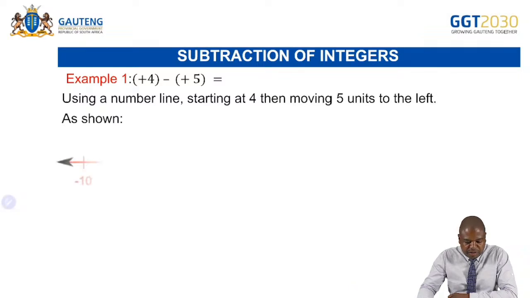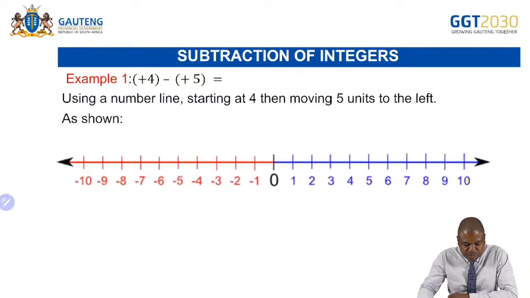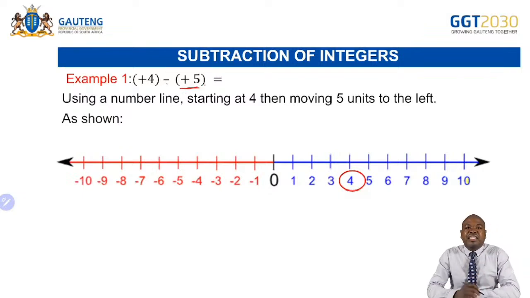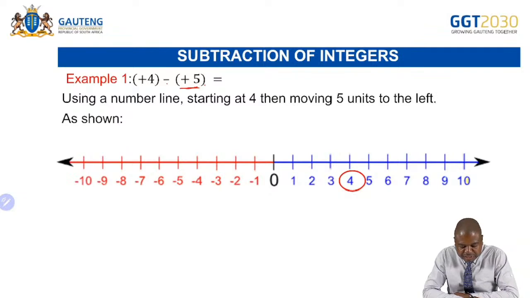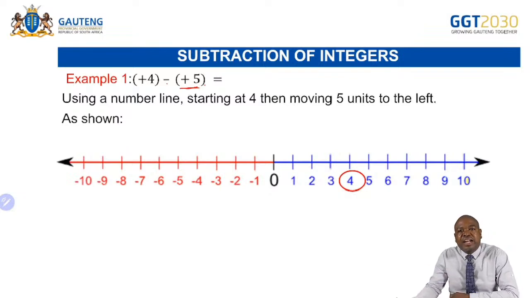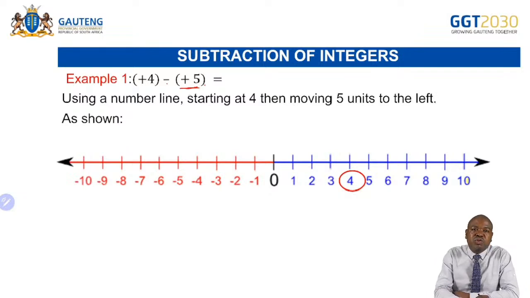So we have our number line there. We have the 4 there, but we are supposed to subtract 5. 5 is positive, but this negative sign reverses the direction. Instead of going 5 units to the right, we go 5 units to the left because of this negative sign.